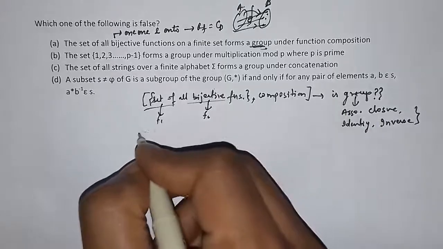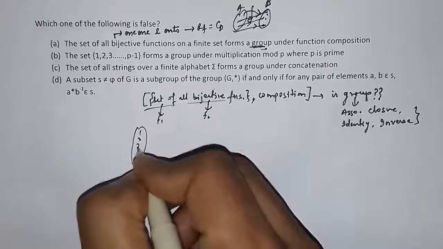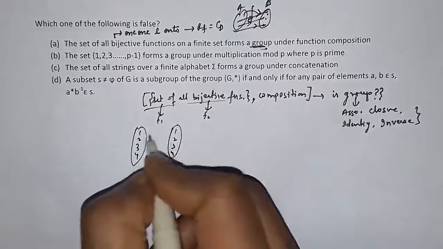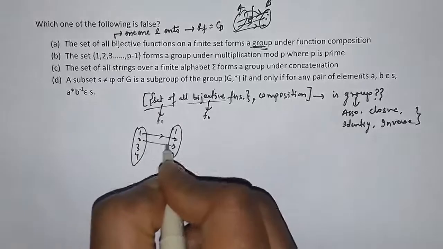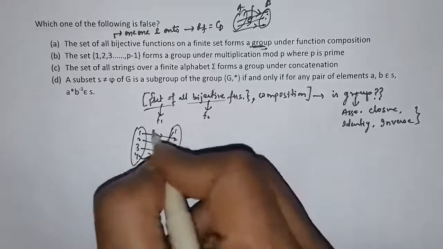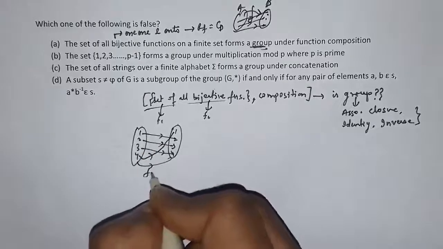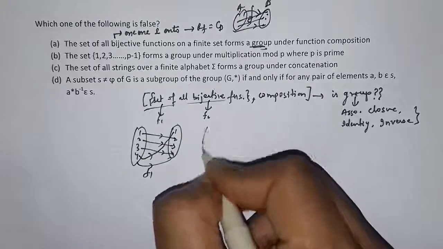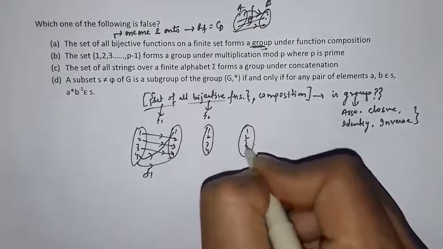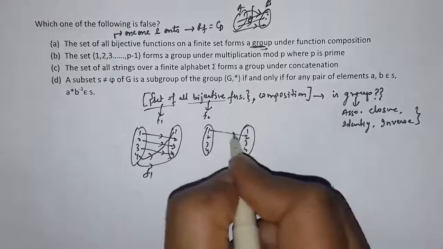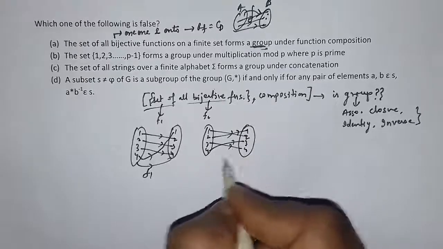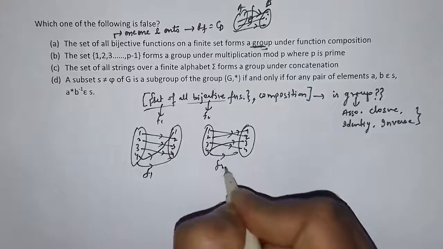For example, there is a function 1 2 3 4, 1 2 3 4, like this. 1 mapped to 2, 2 mapped to 3, 3 mapped to 4, 4 is mapped to 1. This is our first function. Second function is 1 2 3 4, again 1 2 3 4, like this way. This is our second function.